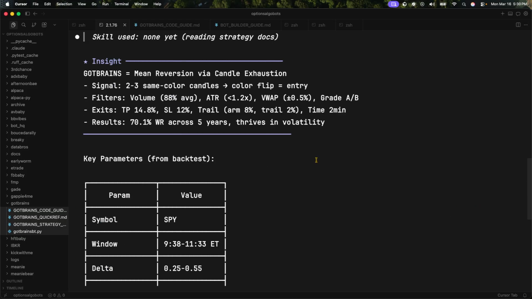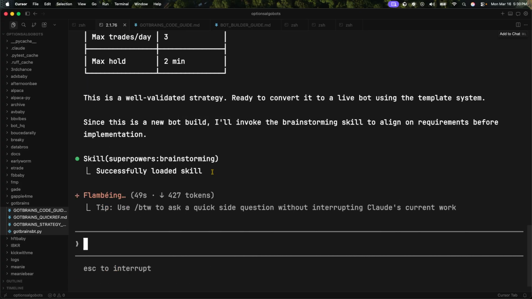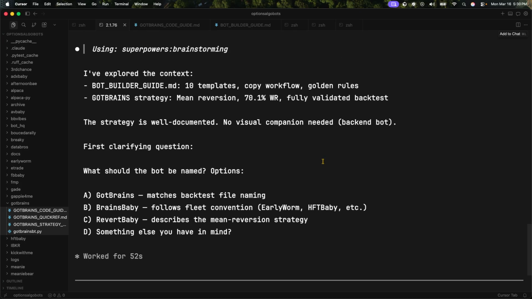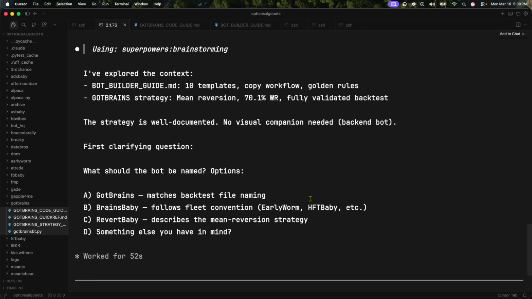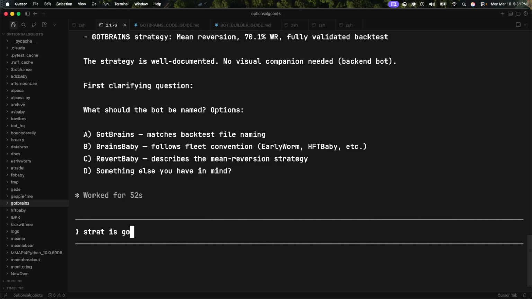All right. Gucci, reading docs, mean reversion via candle exhaustion. Okay, we already went over that. Our TP, oh, it's 6. I thought it was 16, but it's 14. That's what's up. Well-validated strategy. All right, beautiful. What should the name be? Revert, baby? Nah, GotBrains, bro. The strat is going to be called GotBrains.